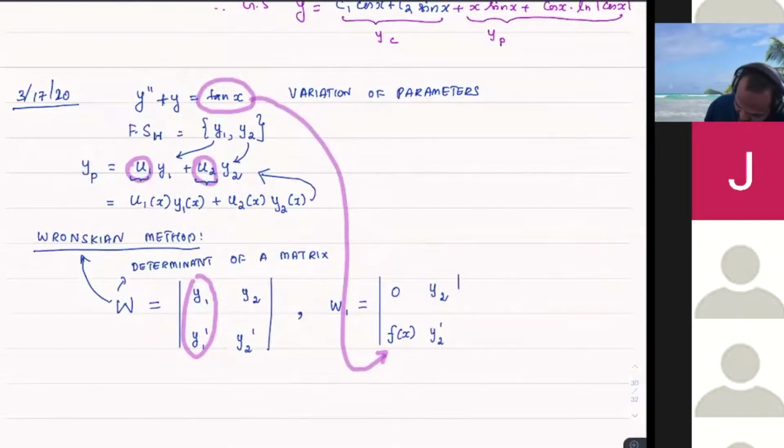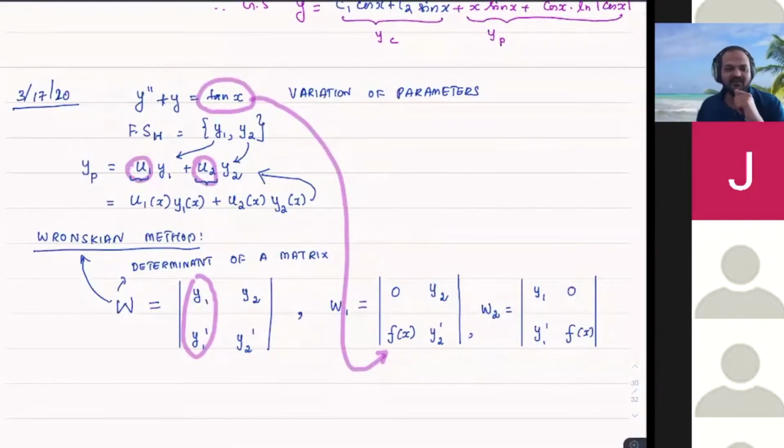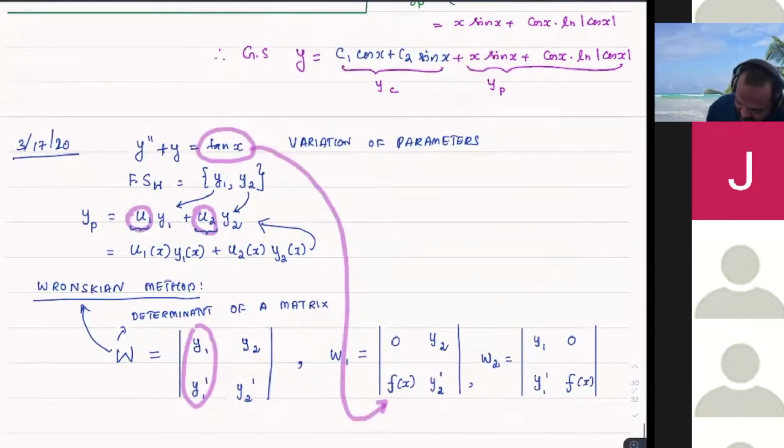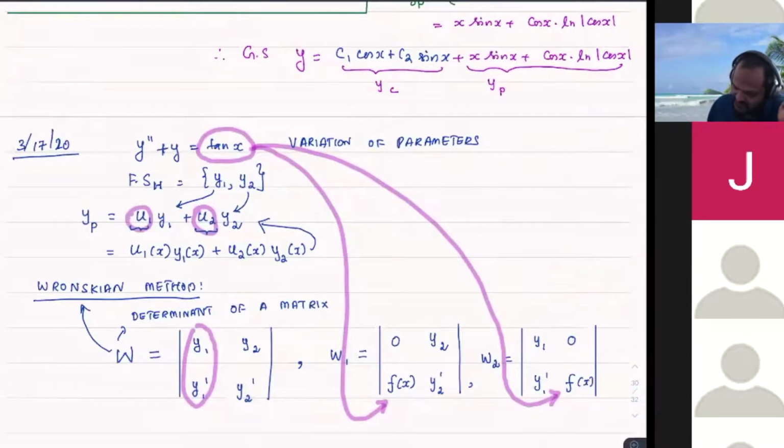By the same token, I am going to define W2, where you keep the first column as is, y1 and y1 prime, and you replace the second column by 0 and f of x. You first find these three determinants. And by the way, this f of x is still the same one right there. That's not changing at all.